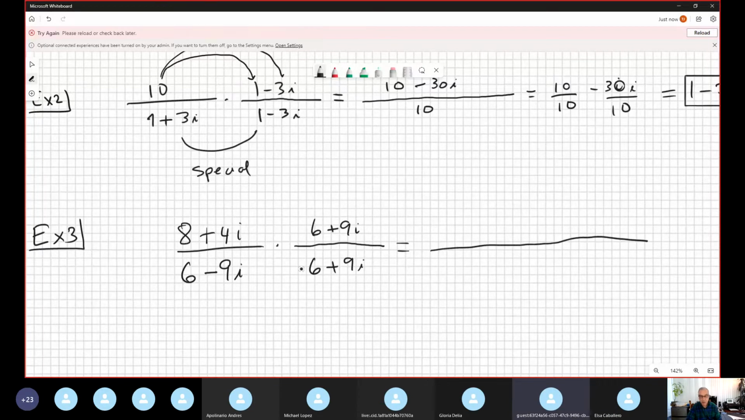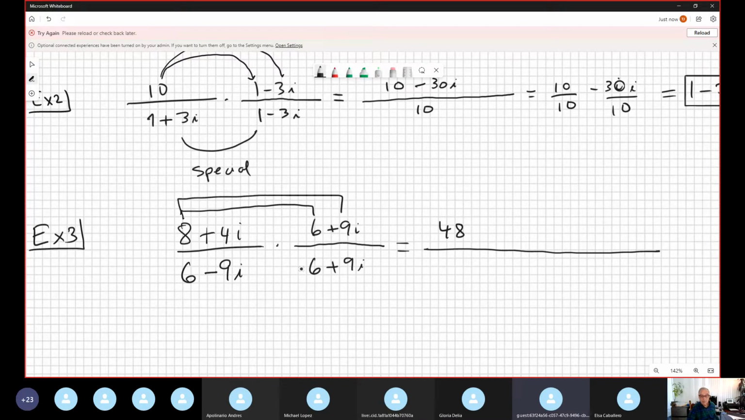Now let's do the multiplication of the top part. It is always complicated because there is no family. If there is no family, you apply FOIL to multiply. 8 times 6 is 48. 8 times 9 is 72i, because it contains i. 4i times 6 is 24i. And 4i times 9i is 36i squared, but I know that i squared is negative 1, so minus 36. I recommend that you automatically replace i squared with negative 1. Cool?